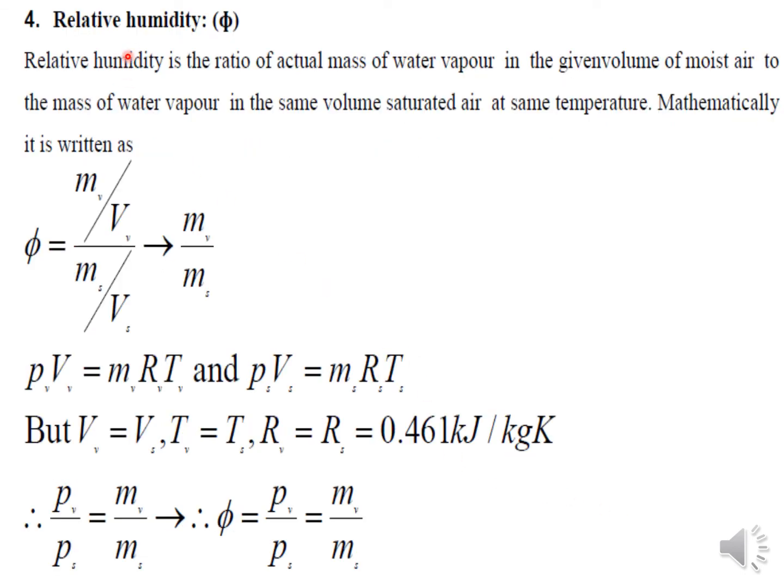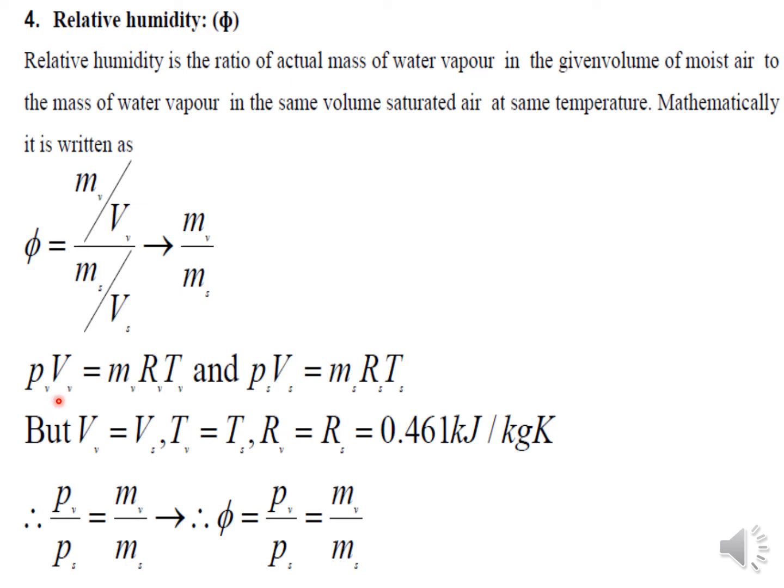Next, one more is relative humidity. We will see relative humidity. What we have written? Ratio of actual mass of water vapor in a given moist air to the mass of water vapor in the same volume of saturated air at the same temperature. Mathematically it is written as mv by ms, as we have seen in the previous video. That can be written like this also, no? mv by Vv divided by ms by Vs, because mass by volume is density. So density of vapor to the density of saturated air, that is also relative humidity.